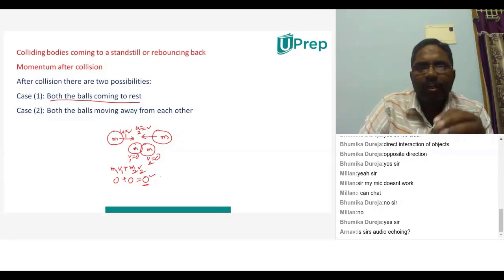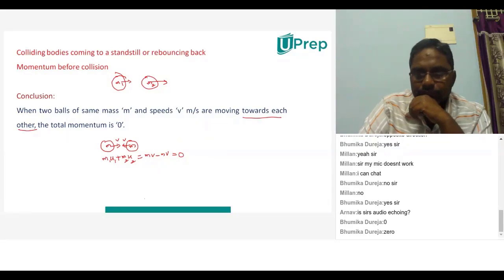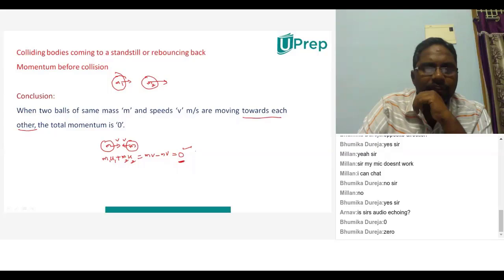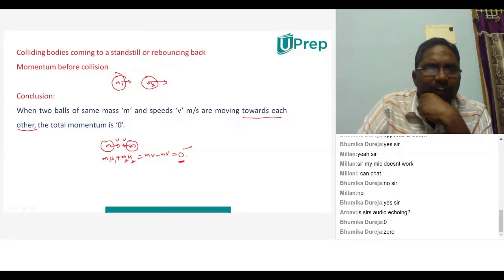Before collision, how much momentum is there? I already wrote it here. What is the total momentum of the system before collision? m1 u1 plus m2 u2. And how much is it? We already calculated that value, and it turns out to be zero here. Yes, sir. Right. That means the initial momentum of the total system is zero here. No, sir. Why is it not zero? I already calculated it here.